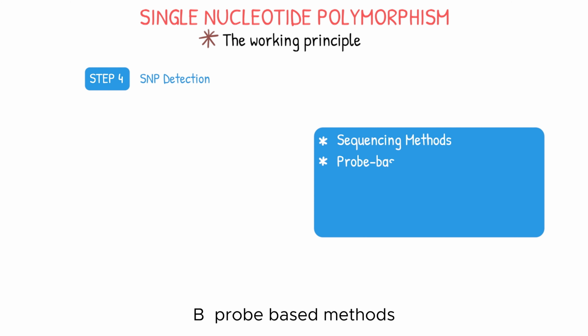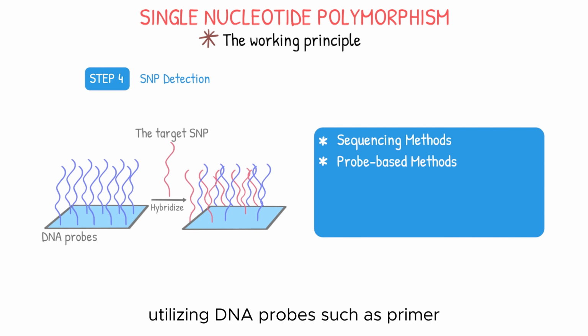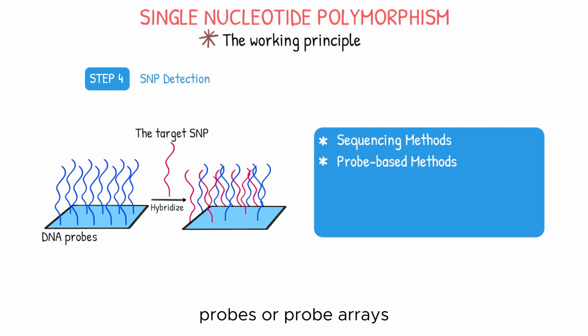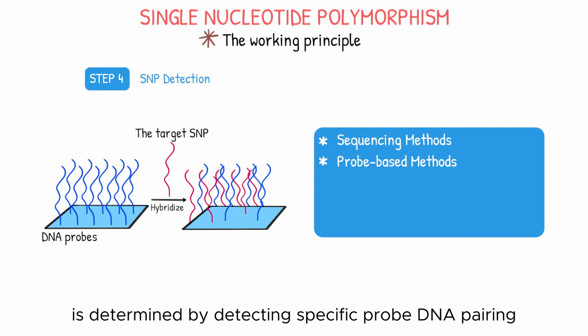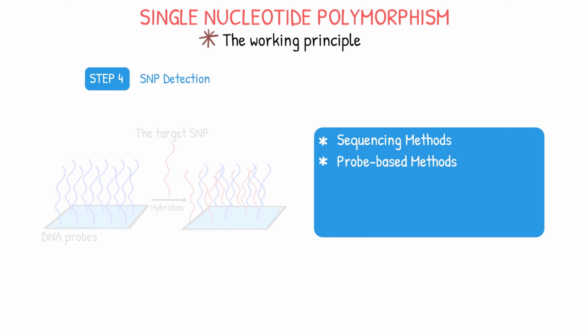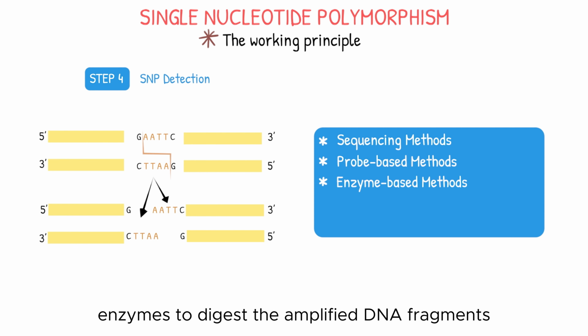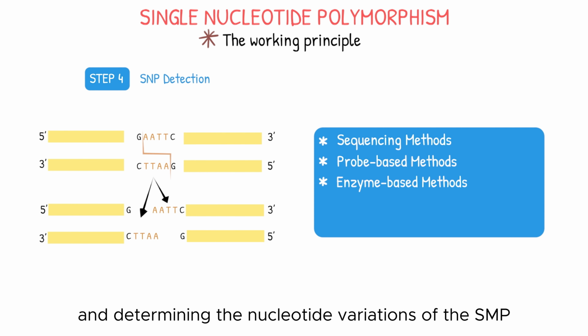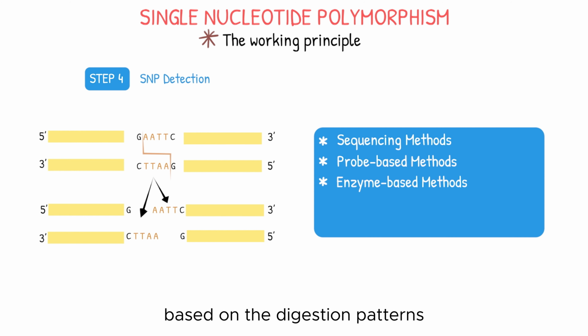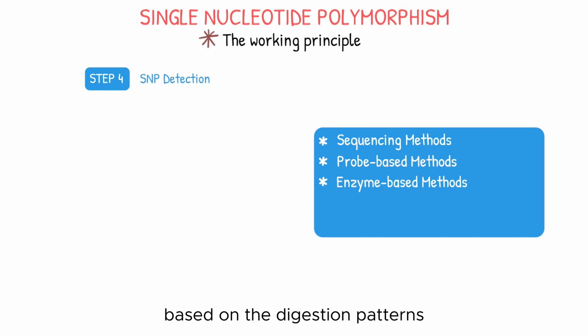B. Probe-based methods, utilizing DNA probes such as primer probes or probe arrays to hybridize with the target SNP region. The presence or absence of the SNP is determined by detecting specific probe DNA pairing. C is enzyme-based methods, employing specific restriction enzymes to digest the amplified DNA fragments and determining the nucleotide variations of the SNP based on the digestion patterns.